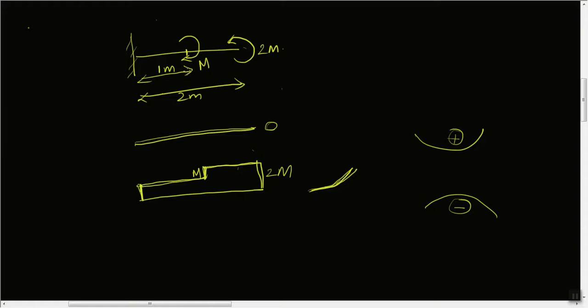Here also, at this location, you have a vertical line of the same magnitude m. Here 2m is there, so we have a vertical line of the same magnitude. This completes the shear force and bending moment diagram for this kind of loading diagram. Now let us see one more example.